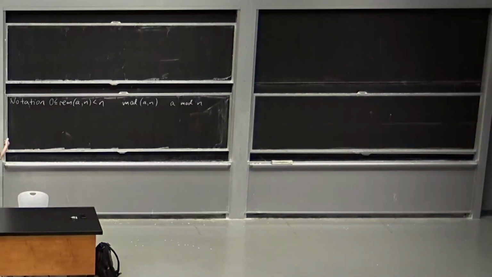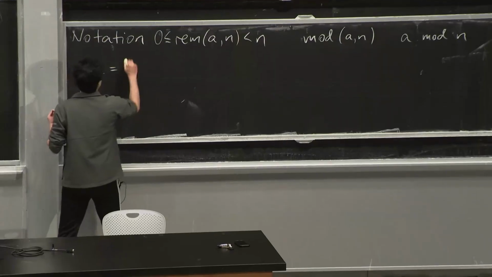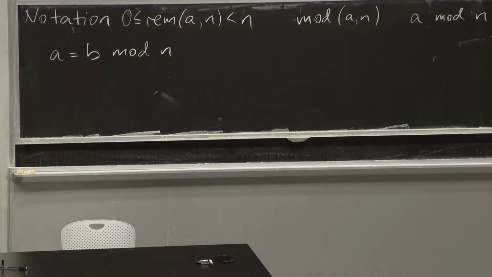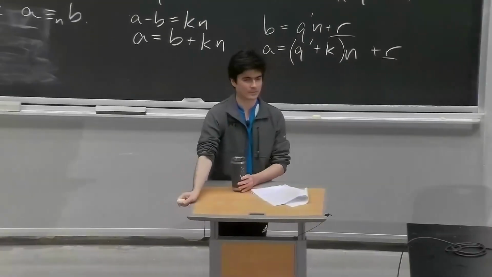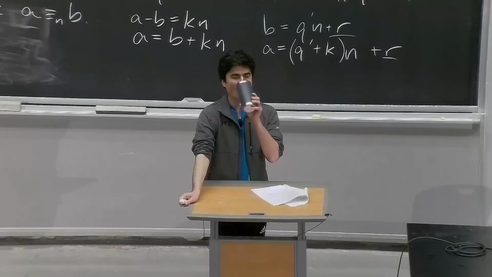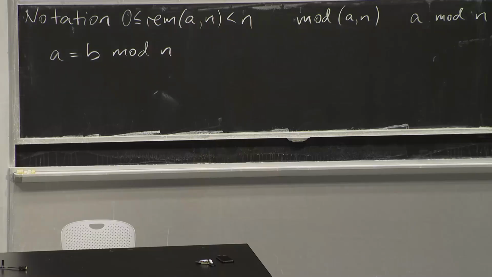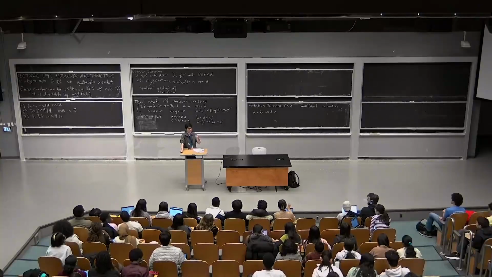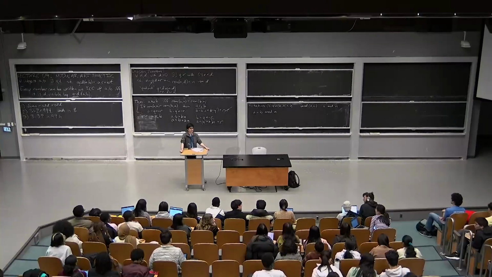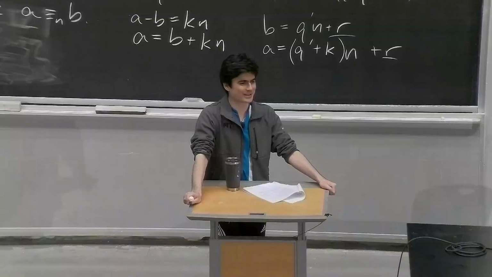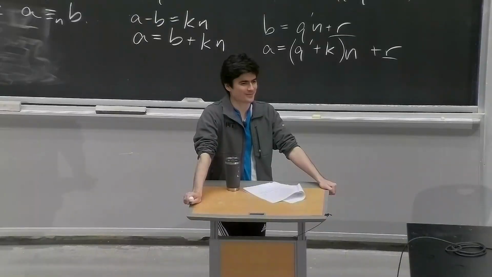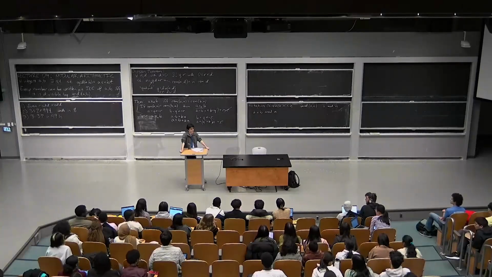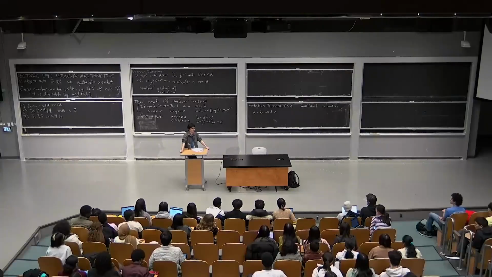Because if you see something like, say, a equals b mod n, what does that mean? Who can tell me what that means? Yeah. Do you have a guess? Okay. And why is that?